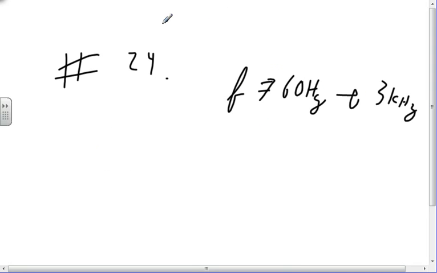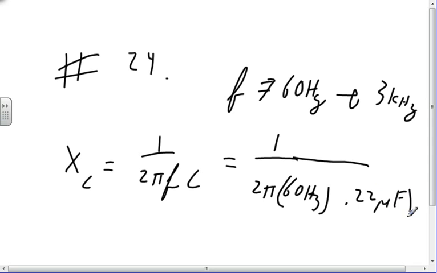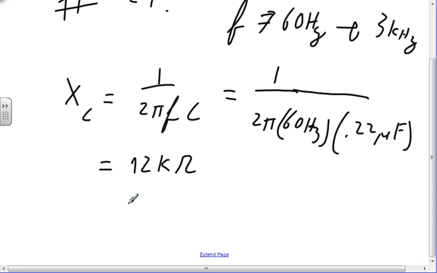My X sub C is 1 over 2 pi FC. So 1 over 2 pi times 60 hertz times capacitance 0.22 microfarad is going to give me some number. So I'll figure out what that number is. 2 times pi times 60 times 0.22 minus 6, equals, 1 over x. We'll call it 12K ohms.